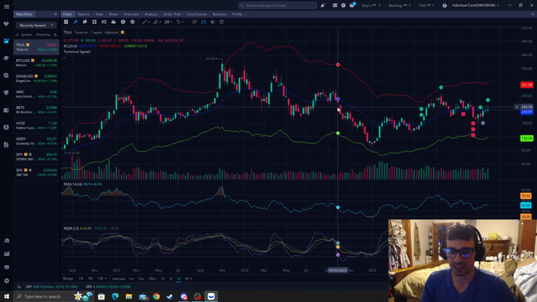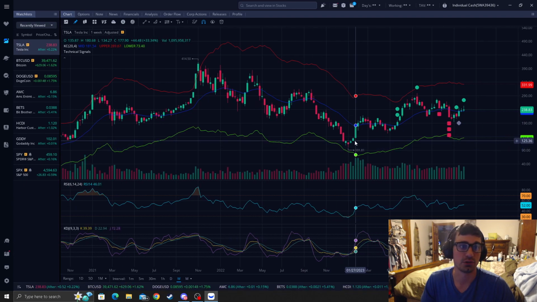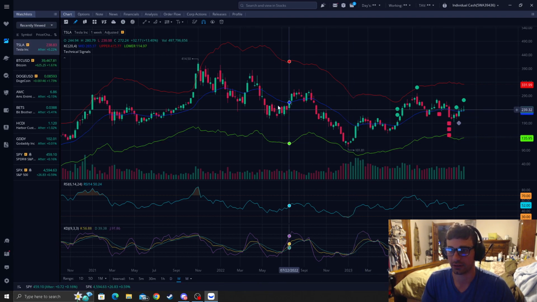Like you see right here, the blue band has not been touched for a long time, and you have this massive move to touch it. A 33% move in this week. 9%, 8%. This was a massive week right here.